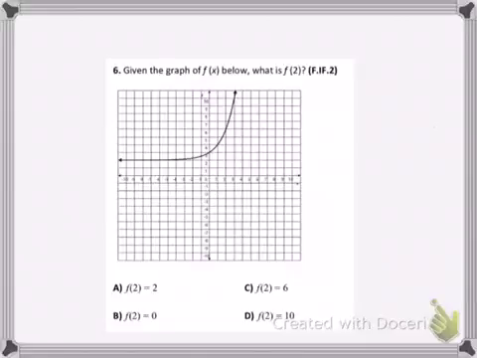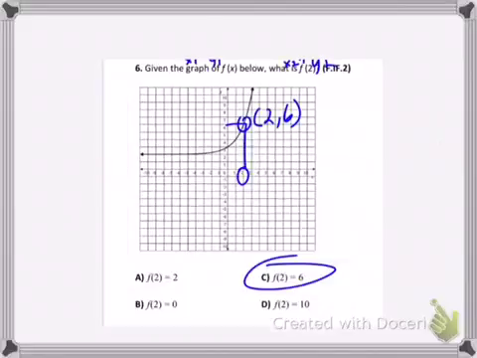Number 6, given the graph f of x below, what is f of 2? So that means the x value of f of 2. Right here, 2, if you go up, you'll see it crosses at 6. 2, 6, so our f of 2 equals 6.